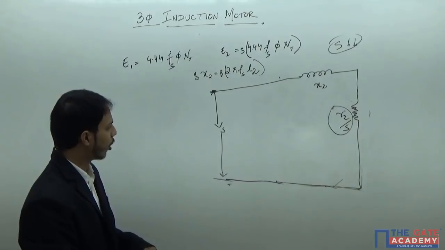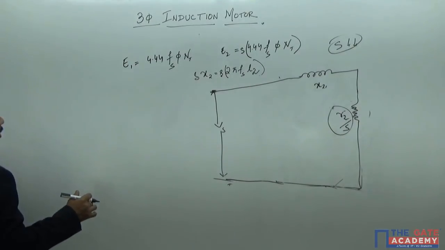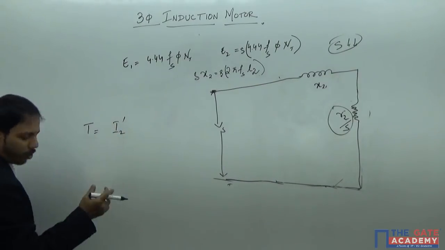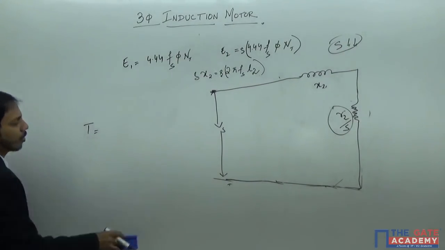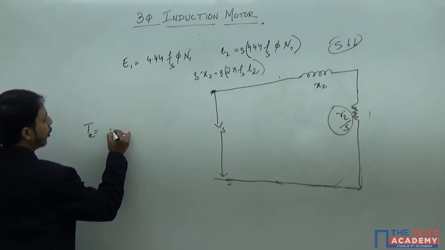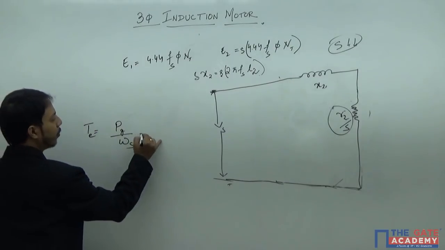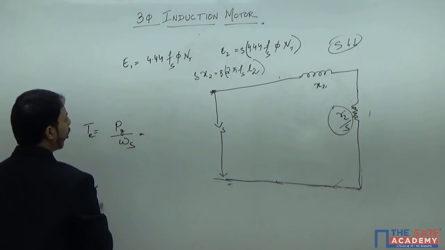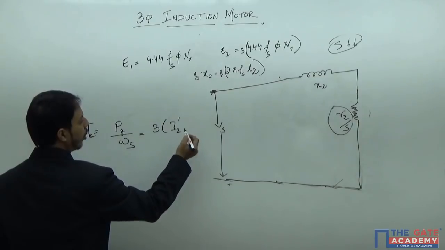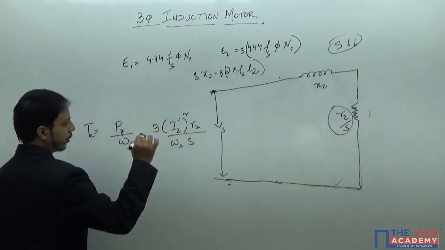Now let us see how we will analyze this and how we will make things easier. Earlier, if you need to find the torque equation, what is the torque equation? The electrical torque which is generated is equal to PG by omega S. And what is PG per phase? Or total, if you want to do total, we can do total also: 3 times I2 dash whole square R2 by S, divided by omega S.